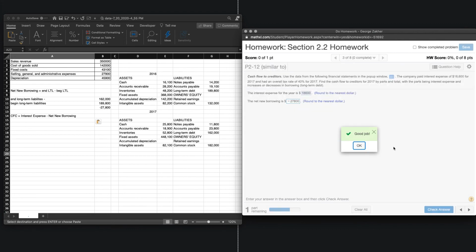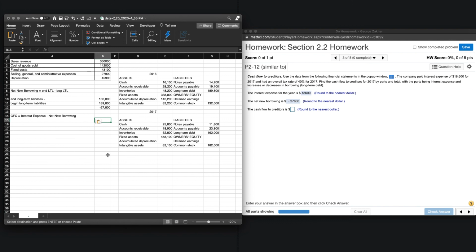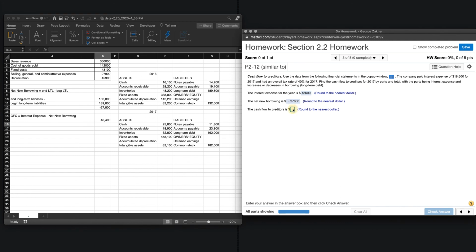So finally, our cash flow from creditors is going to be our interest expense, which is the 18,600, minus our net new borrowing. Okay, so it looks like we have a total here of 46,400.